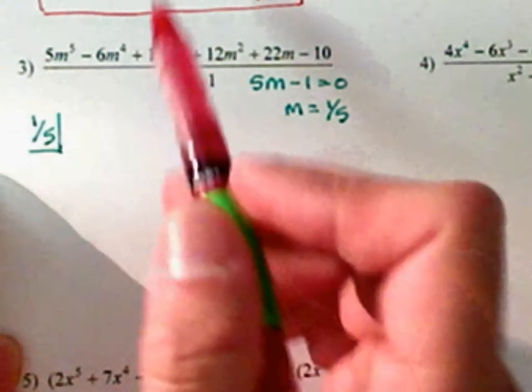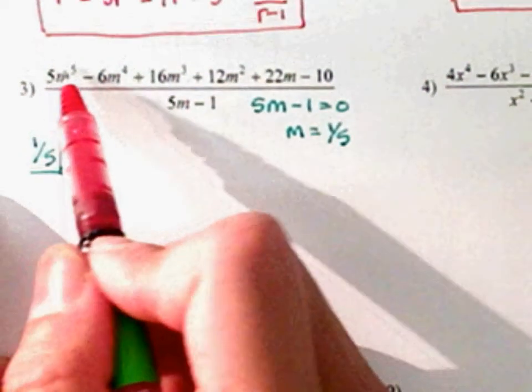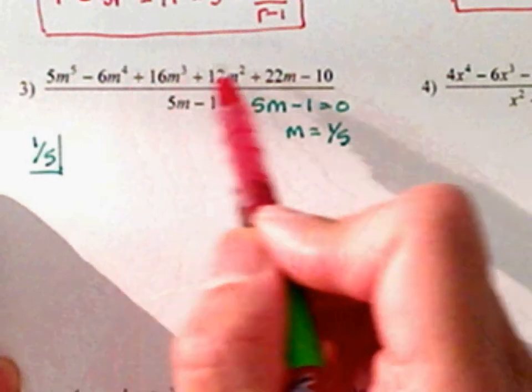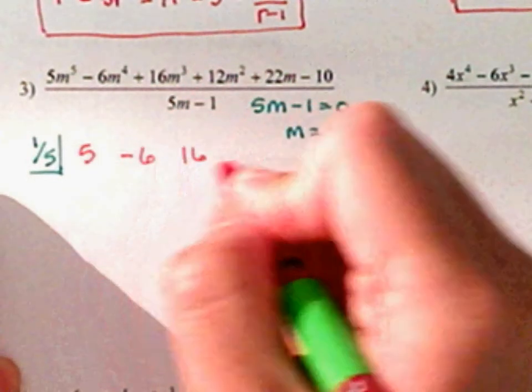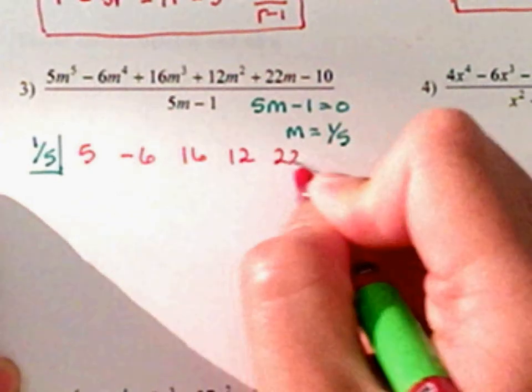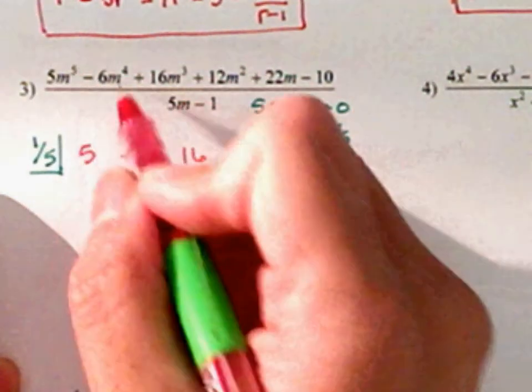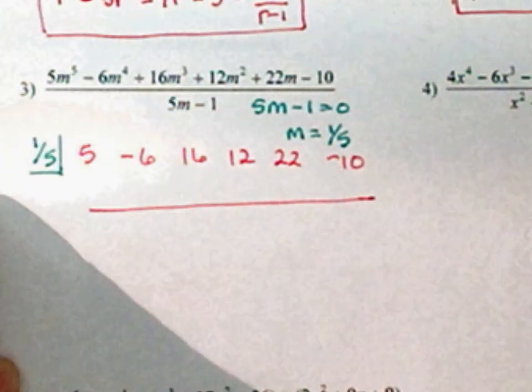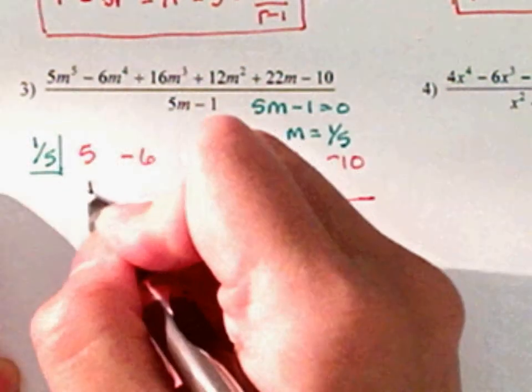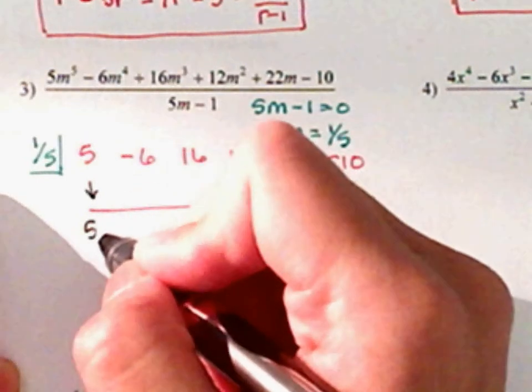Okay. Take a look. See if these are in order. 5, 4, 3, 2, 1, 0. It is. Bring down your coefficients. Make sure you write them correctly. Double check your numbers, okay? Now you can start dividing. Bring down your 5. 5 times 1/5.